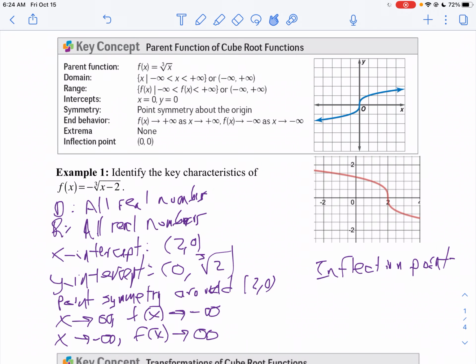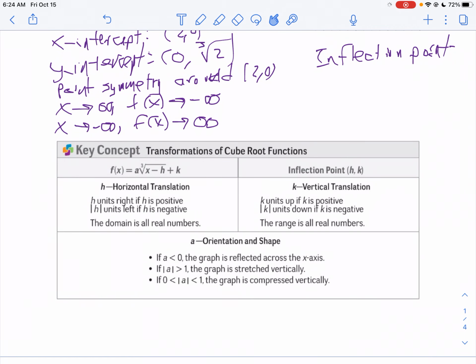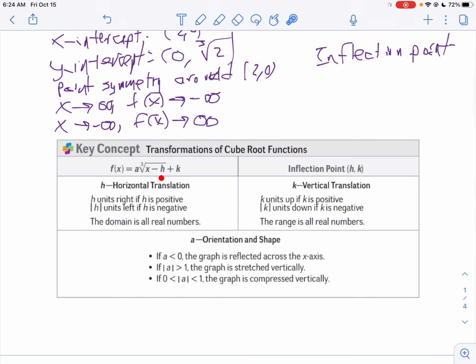And just like in the last lesson, and every transformation we've done so far, if you go inside the cube root and you subtract, that's going to be a horizontal translation. If you add something to your function, that's a vertical translation. If you multiply by something, that's going to be a dilation. If what you multiply is less than 0, you're going to flip it over the x-axis. And if it's bigger than 1, it'll be a stretch. And if it's less than 1, it'll be a compression. Between 0 and 1, I should say.